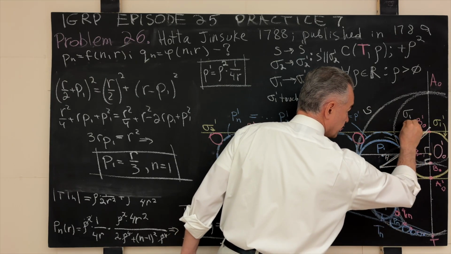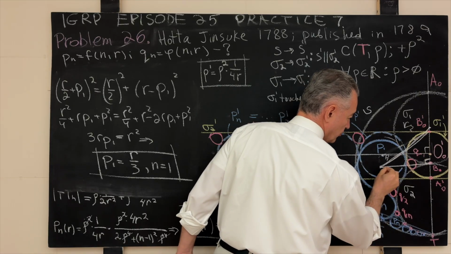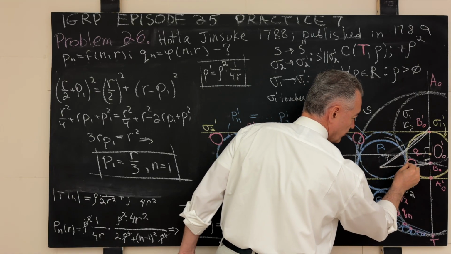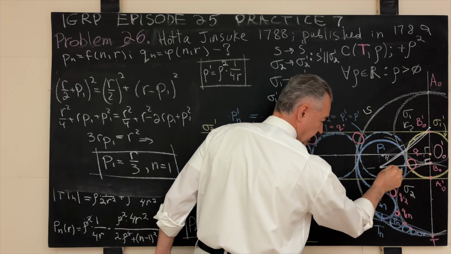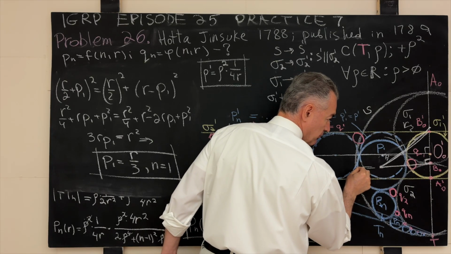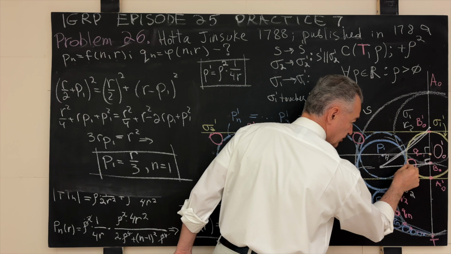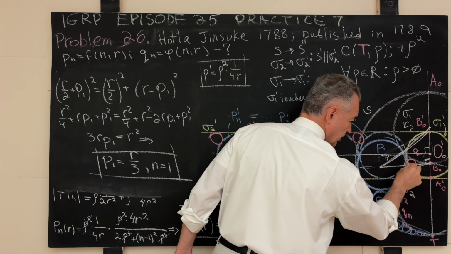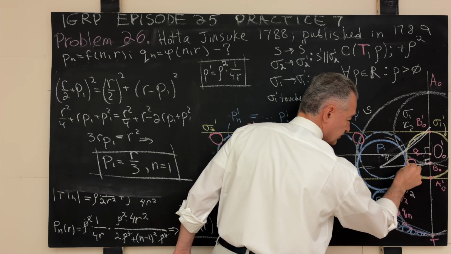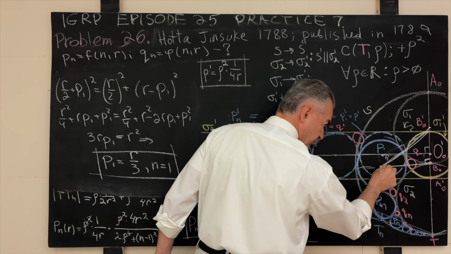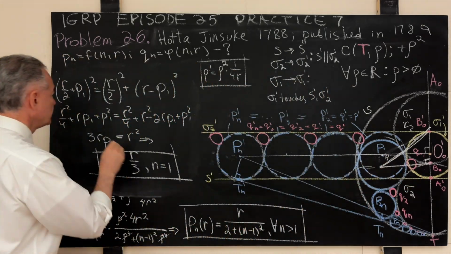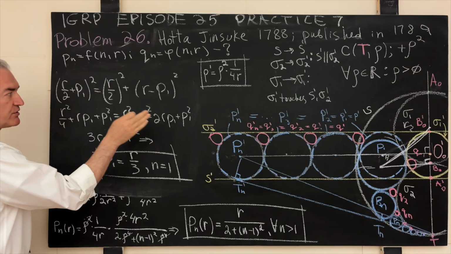This radius right here is r over 2. And what is this distance right here? Well, for this circle, the entire distance is twice r, minus this guy. So this distance will be r minus 2p1 plus another p1, r minus p1. So there you go. This is our Pythagorean theorem for that triangle.